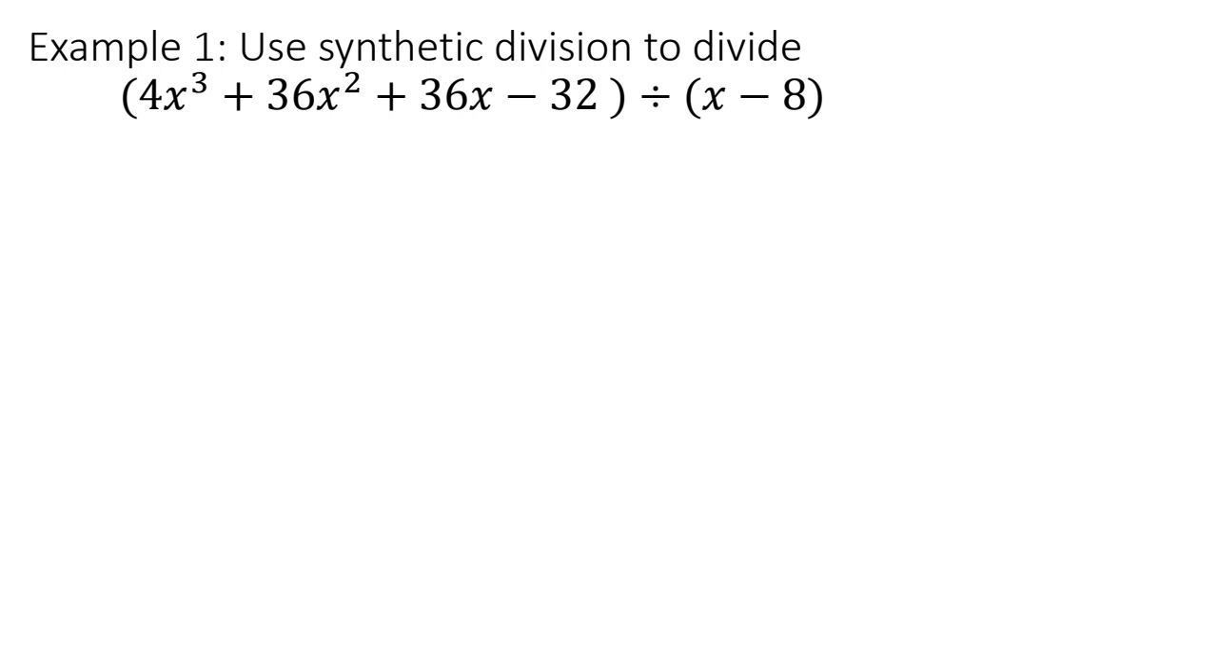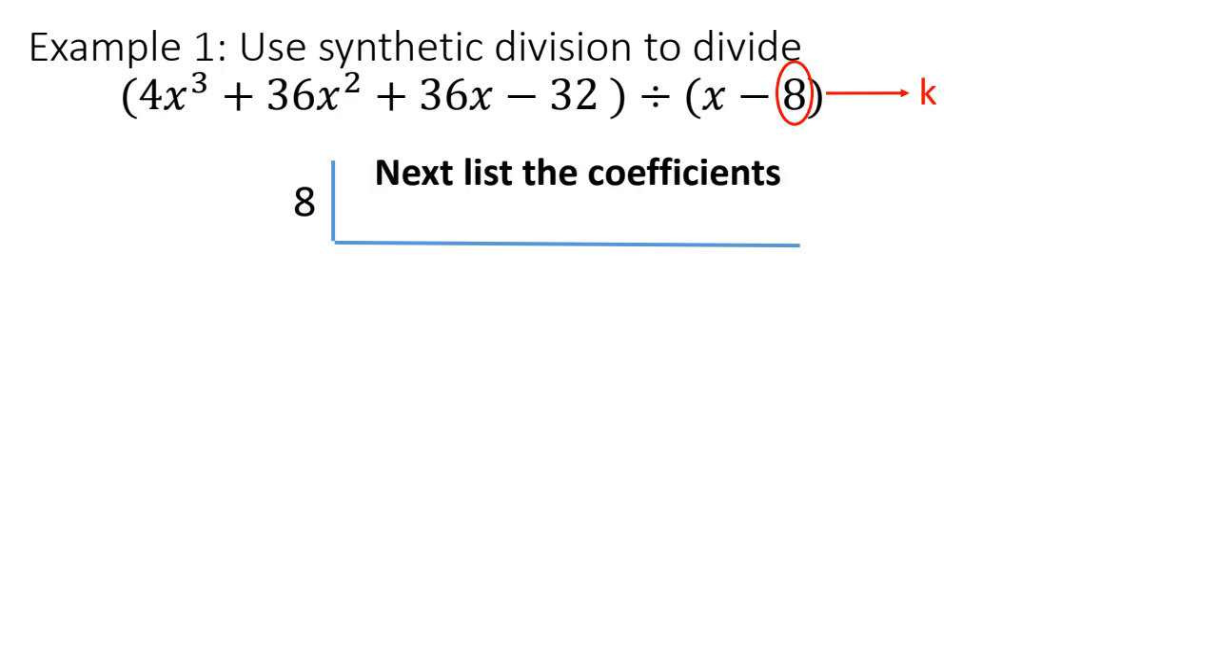We're ready to go. So the first thing I need to do is, what is k? In my problem here, k is the value 8. So that's going to go outside the house. And now inside my little upside down house, I'm going to put in all of the coefficients. I have 4, 36, 36, negative 32. Okay, synthetic division. Let's go ahead.